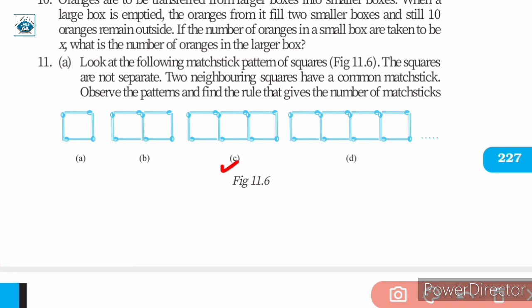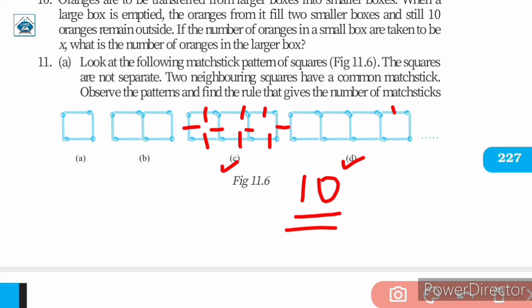Similarly, in the third diagram, we can see 1, 2, 3, 4, 5, 6, 7, 8, 9, 10. So, 10 matchsticks are required for making 3 such squares, and here in this figure we will add 3 more matchsticks. That is, here 13 matchsticks will be required for making 4 squares in this pattern.